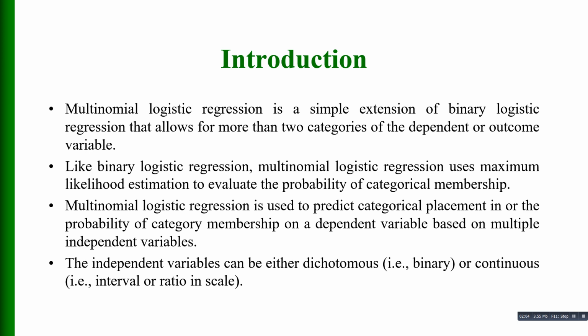Like binary logistic regression, multinomial logistic regression uses maximum likelihood estimation to evaluate the probability of categorical membership. Multinomial logistic regression is used to predict categorical placement in, or the probability of category membership on, a dependent variable based on multiple independent variables. The independent variables can either be dichotomous, like binary, or continuous, that is, interval or ratio scale.